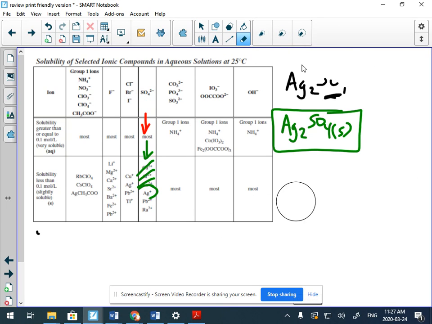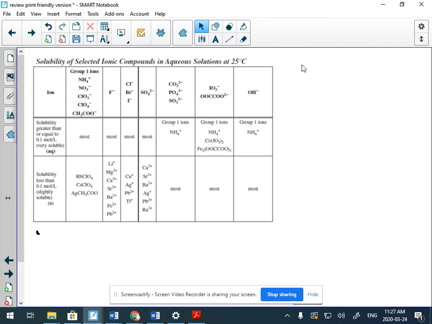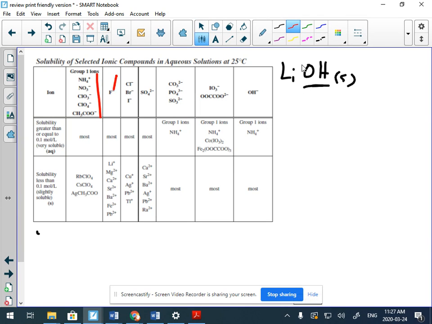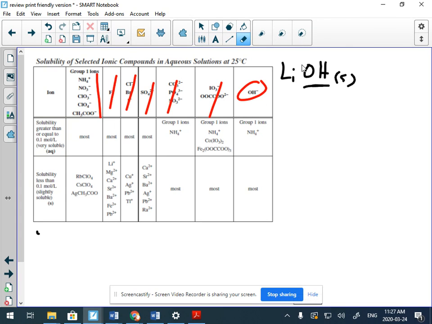Okay, how about this one? Lithium hydroxide, LiOH. Okay, let's see if we can find the OH ion. There it is. Okay, as we go down the table, we find where it's really soluble. And it says it's soluble with group 1 and ammonium.